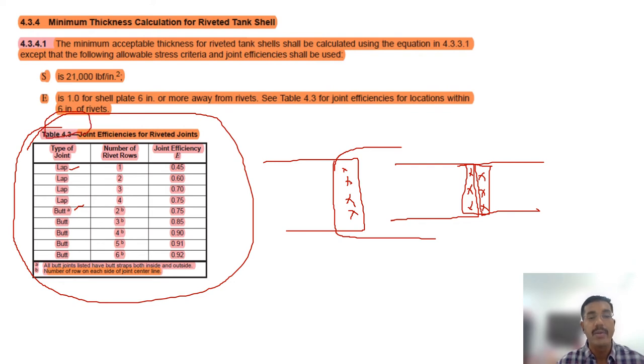The minimum acceptable thickness for the riveted tank shells shall be calculated using equation 4.3.3.1, the same equation as we calculated before. But here the S value is 21,000 pounds per square inch, and E is 1 for shell plate 6 inches or more away from the rivet. See Table 4.3 for joint efficiency for locations within 6 inches of the rivet. And this way, we can find out the minimum thickness calculations.